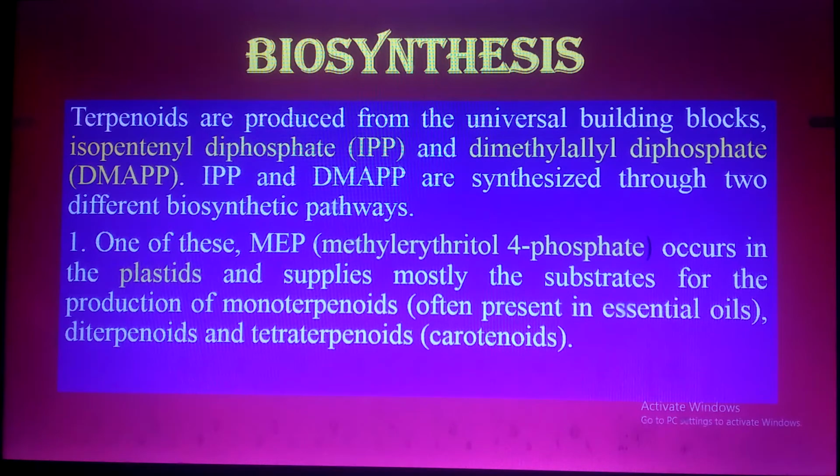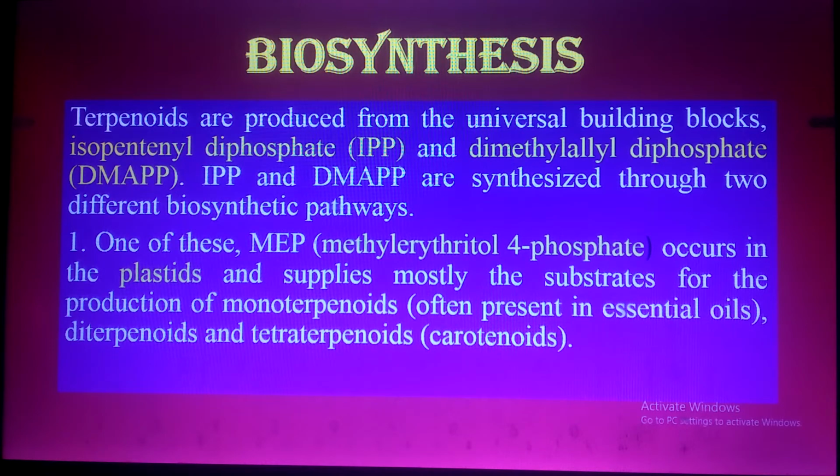Terpenoids are produced from the universal building blocks. Number one is isopentenyl diphosphate, abbreviated as IPP. Is it clear? And the second one is dimethylallyl diphosphate, DMAPP. First one is what? Terpenoids are produced from the universal building blocks. Number one is isopentenyl diphosphate, and the second one is dimethylallyl diphosphate.